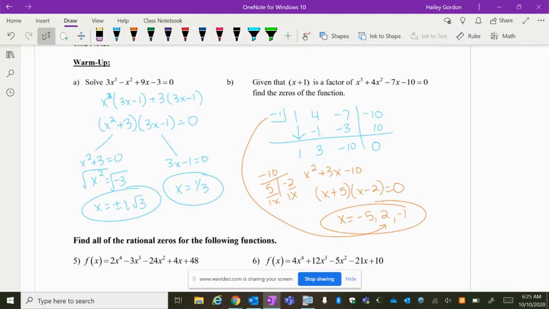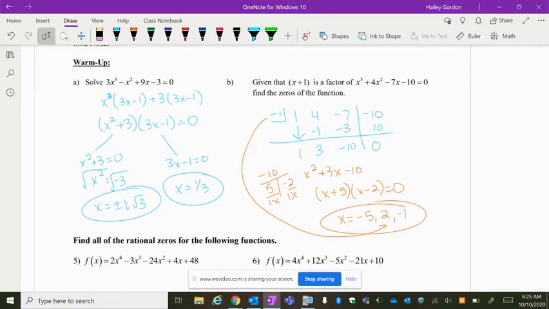Once you did that, you have the equation in orange, x squared plus 3x minus 10, which is a trinomial. And if you t-chart that, you get x plus 5 and x minus 2. When you solve, you get negative 5 and 2, but don't forget to add in that negative 1 that we took out in the beginning.